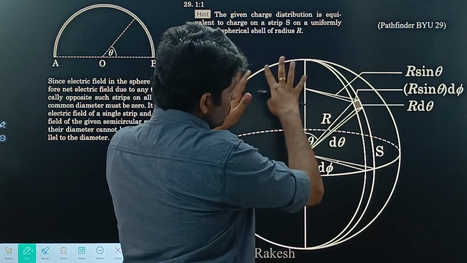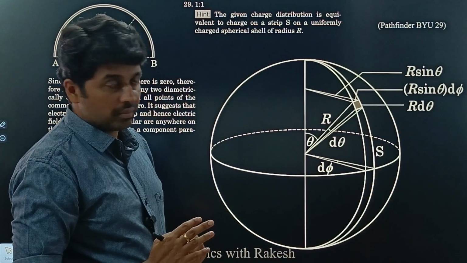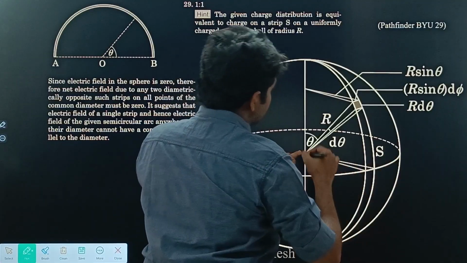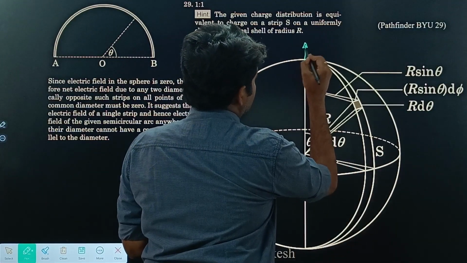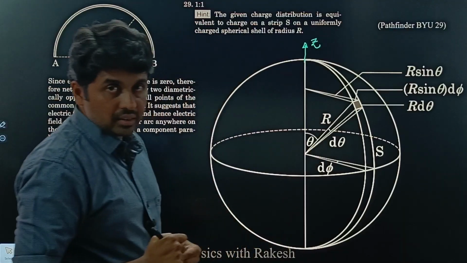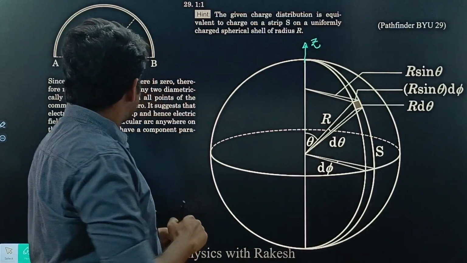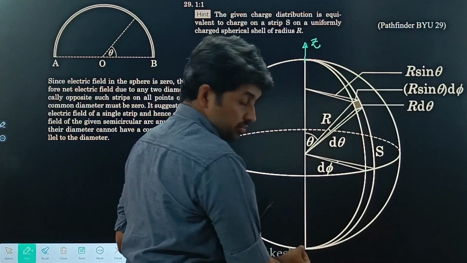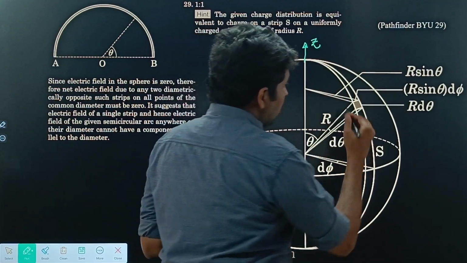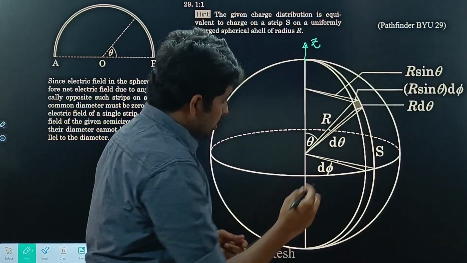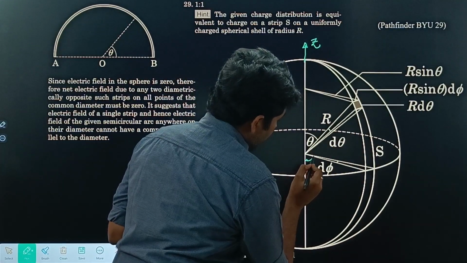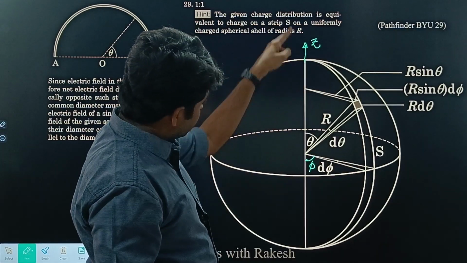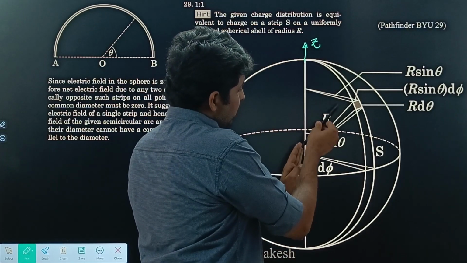What you do is you consider a uniformly charged sphere. This is our x-axis, this is y, and this is the z-axis. Now what he's doing is, similar to how we have a semicircular ring here, he's taking a strip here, and on this strip he's taking one element. You see here, the angle with the x-axis is phi, and this is a d phi here. The angle made by this with the z-axis is theta.